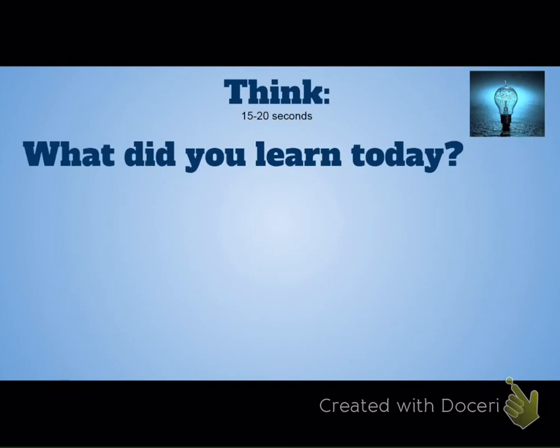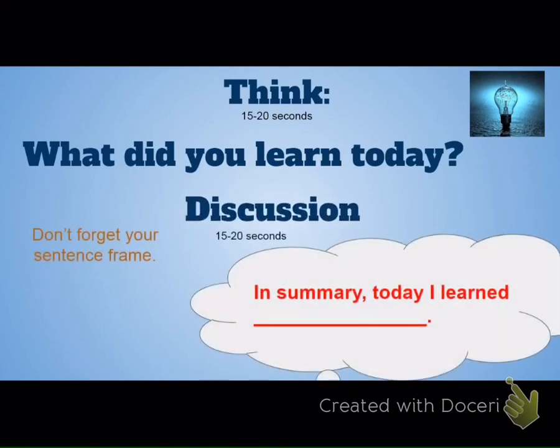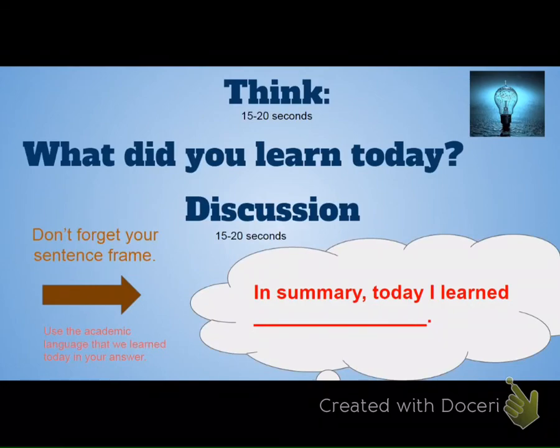All right, it's come to the end of the lesson. Time to think about what we learned today. So take 15 to 20 seconds and think about all the things I've talked about, things that you've done in your practice book. And we're going to have a quick discussion. Remember to use our academic language, our vocabulary words of remainder, divisor, dividend, quotient. We're incorporating that into our vocabulary. So in your discussion, use your sentence frame, in summary, today I learned, and discuss what you've learned with your group mates. Go ahead and discuss now.